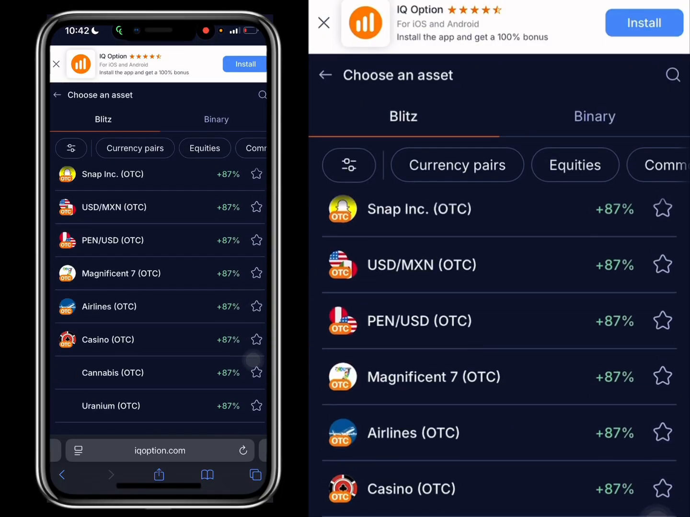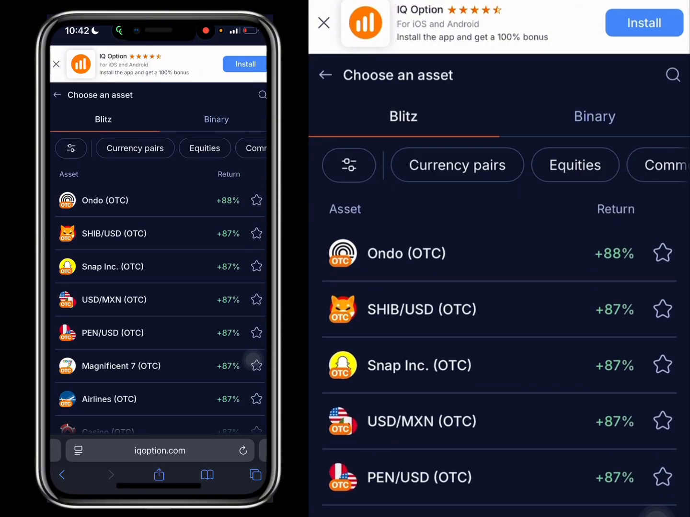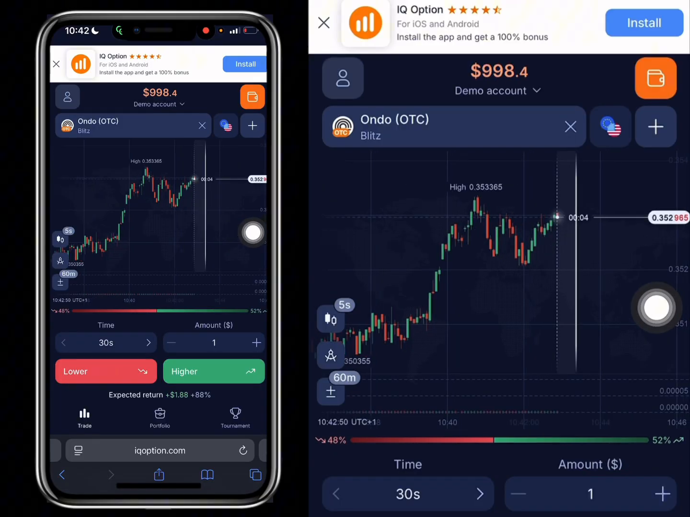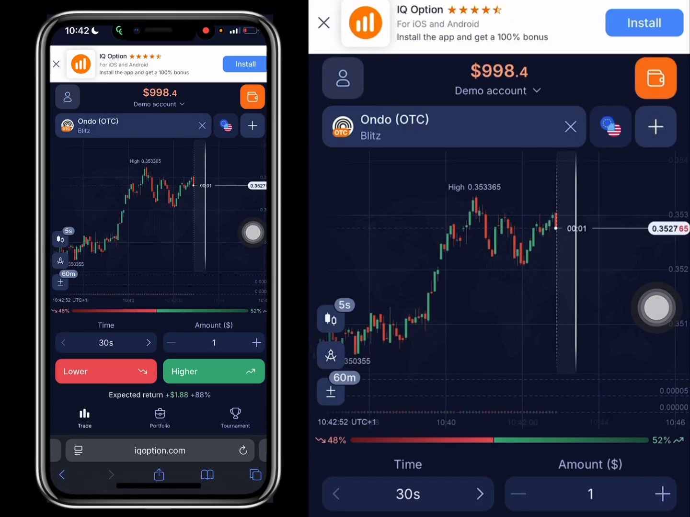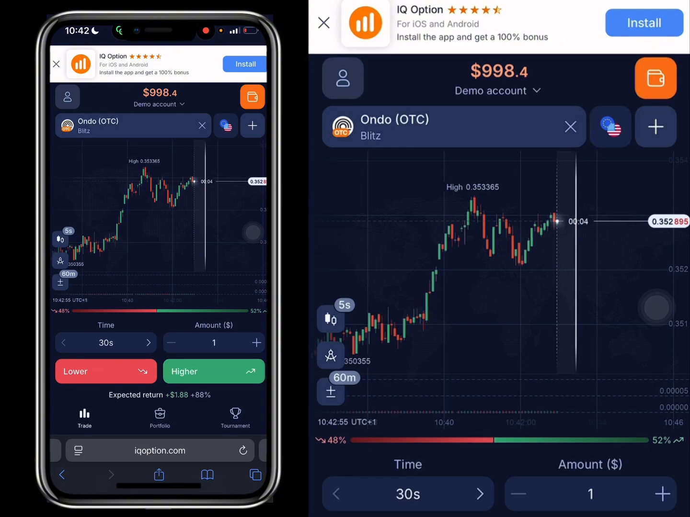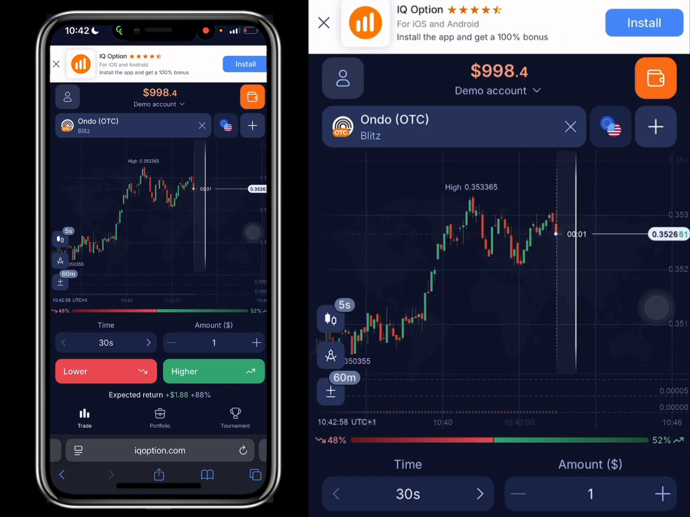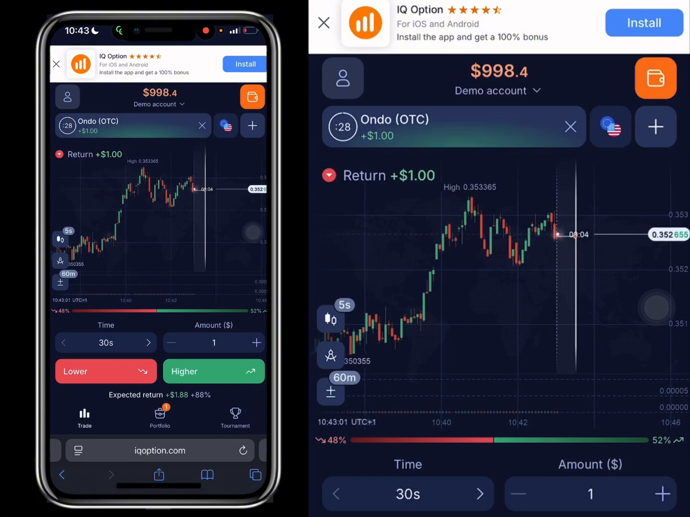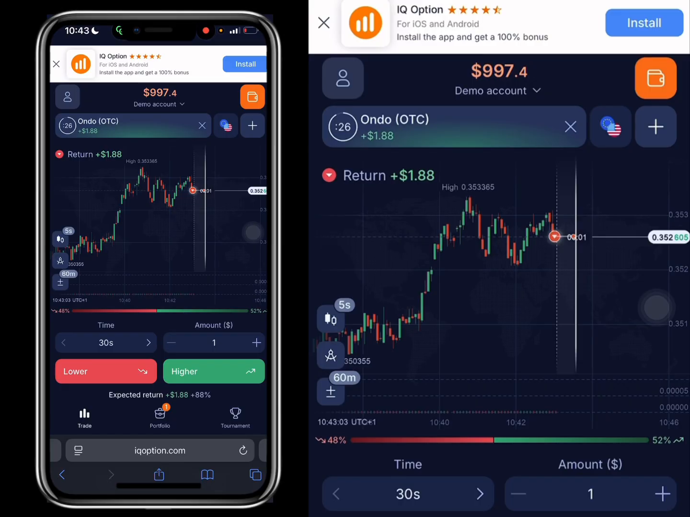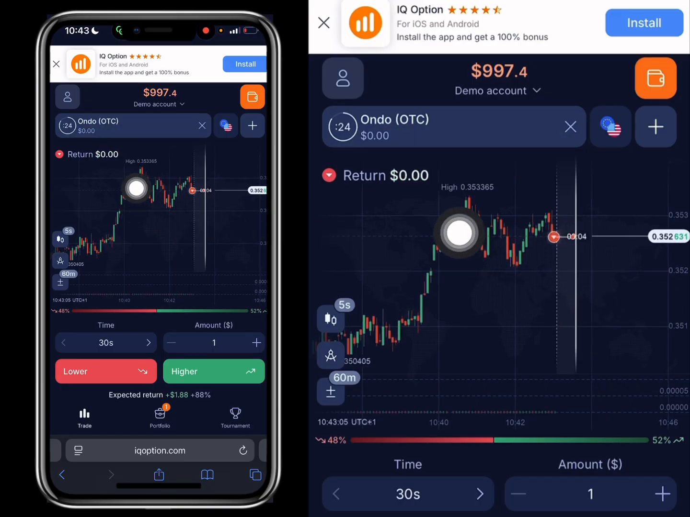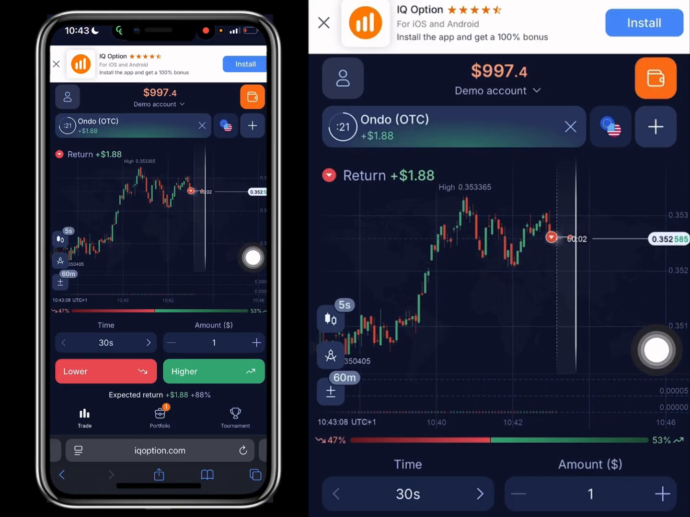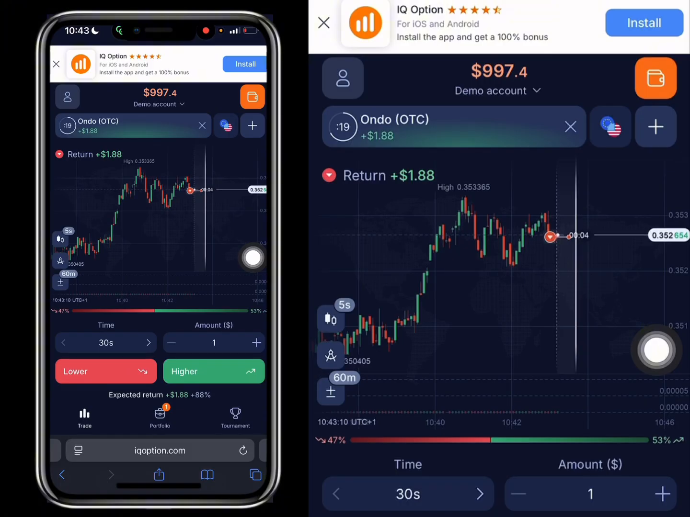By the way, as you're looking at this, you're seeing a percentage return, 88%, 87, 87. It means when you take any trade on this pair, Ondo, you are going to make 88% as profit, if you win it. So let's do low, for example, for 30 seconds with $1. If I win this, I am going to make $0.88.